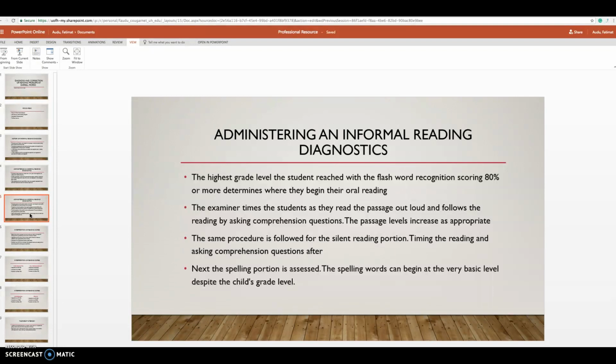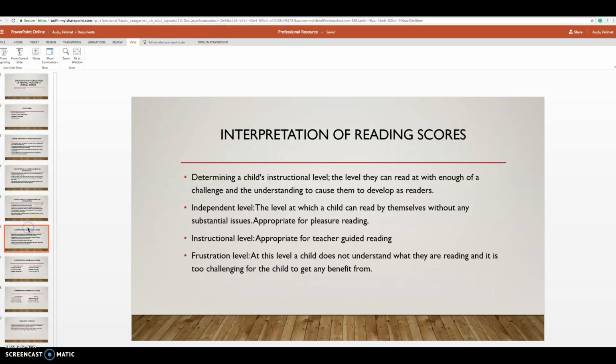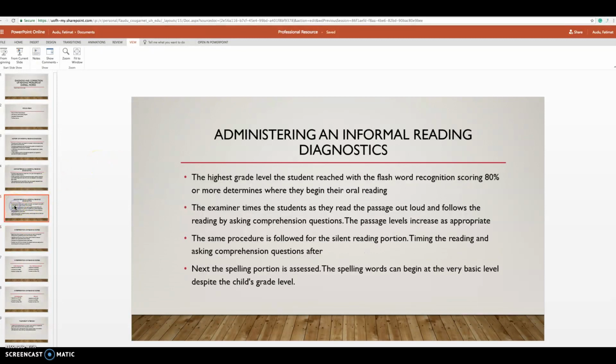And they would read it out loud, and I would be timing how long it takes them to read it. And followed by this would be some comprehension questions. Okay? And so, I skipped over something. So that's done with the oral reading portion. The same thing is going to be done with the silent reading portion.